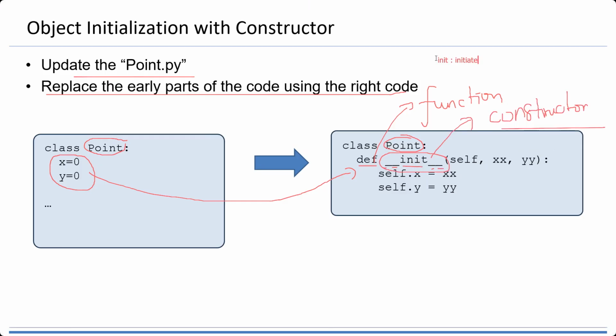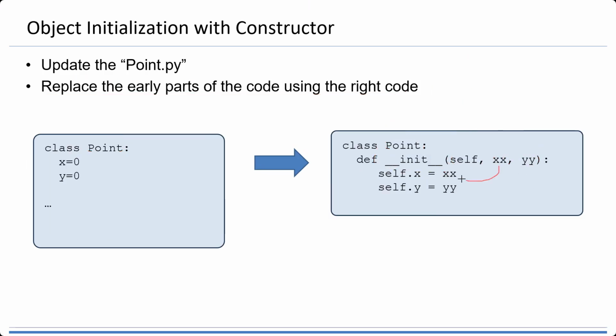So what is the object? The object contains 2 values, in this case, x and y. And the object itself will have 2 parameters: x will be the value of self.x and y will be the value of self.y.